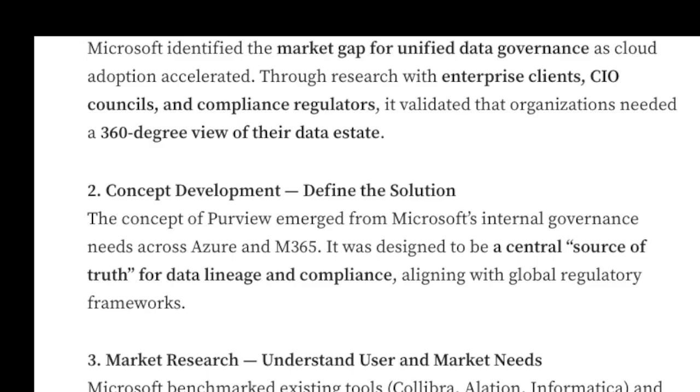Then the next step was they have to understand the benchmarking. What extra are you giving on top of the existing early entrants in the market, like Collibra, Alation, or Informatica, which are already there.